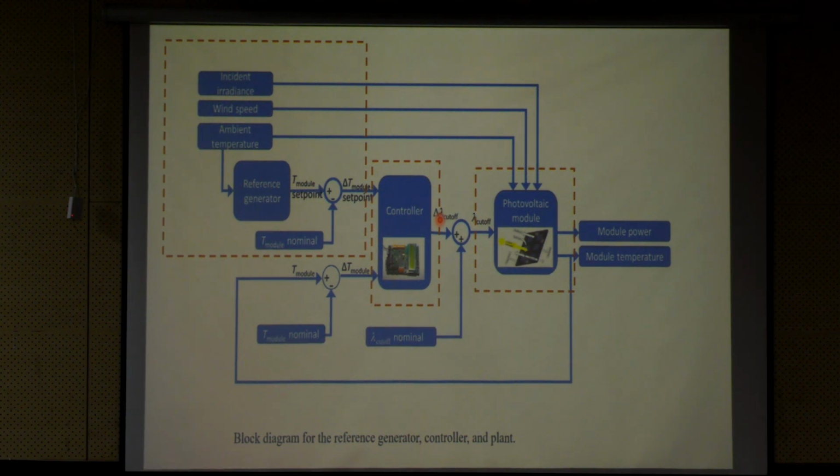What is the output of your solar panel? The power? The module power? How will I represent the mathematical equation of power? VI, exactly. Voltage into current. But if I have n number of modules, it will be n into VI, because n are connected in series, so I will add them up. Then the module temperature is also an output because I am measuring it. Isn't it?